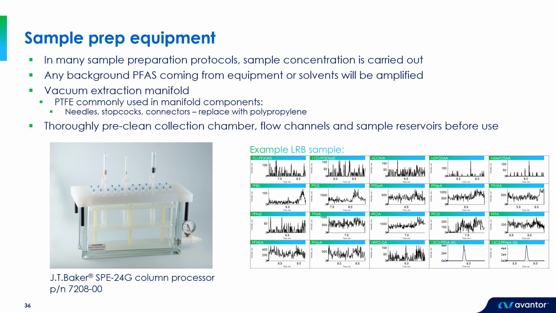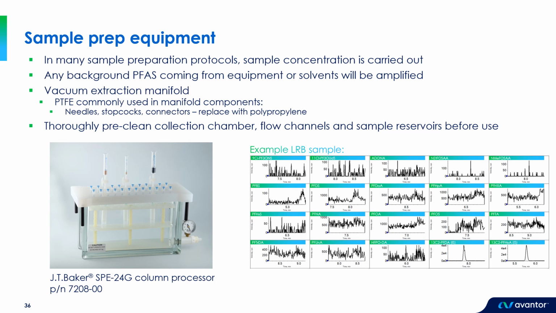The manifold is one piece of equipment that we need to be particularly wary of, as PTFE is quite commonly used in some of the manifold components within the flow path. So things like the needles, stopcocks and connectors. And in many cases, we can actually replace these with polypropylene equivalents to make the manifold PFAS compatible.